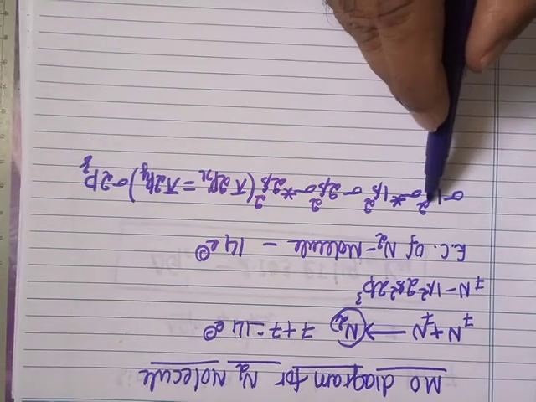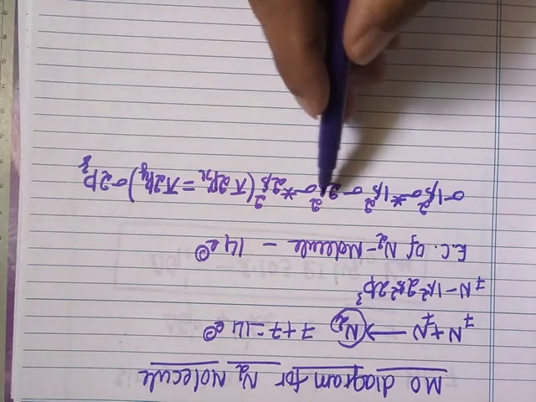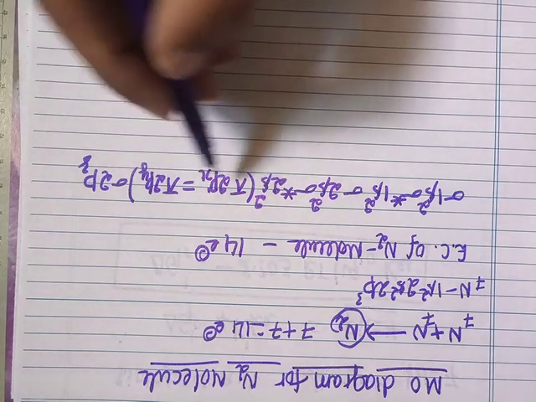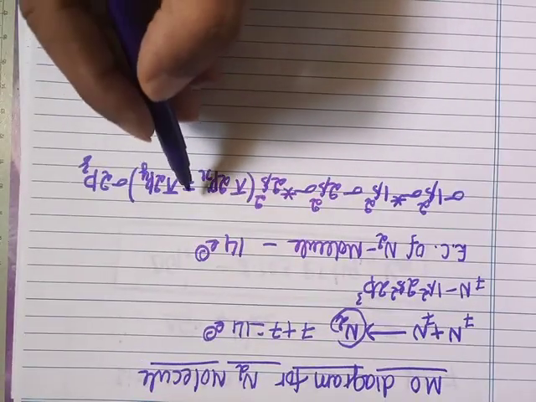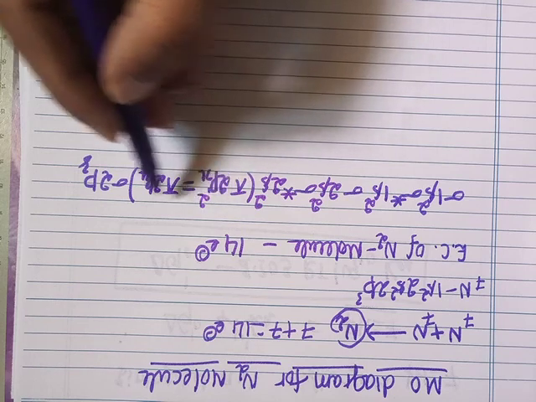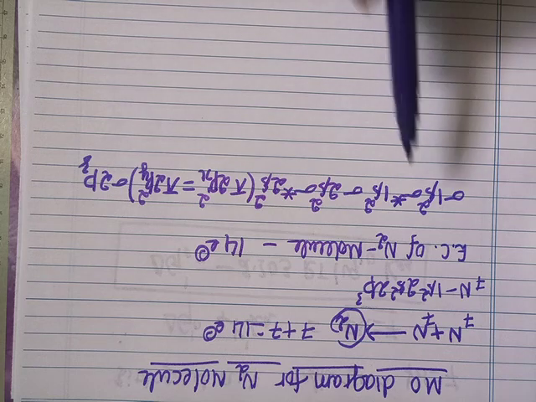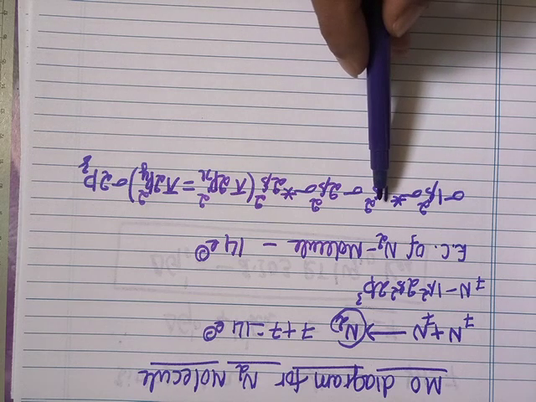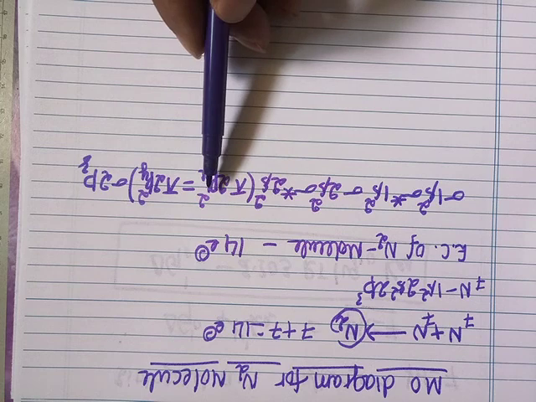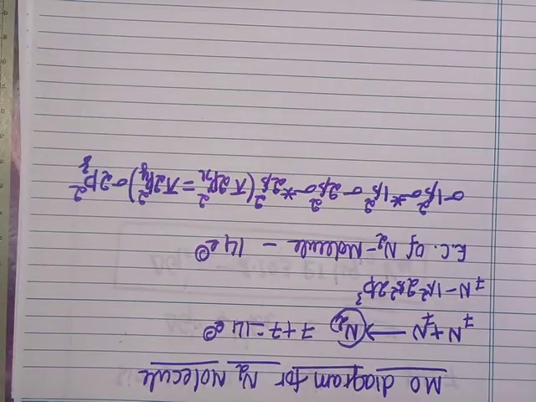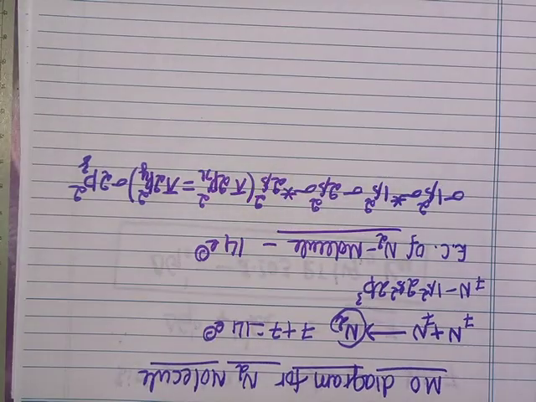After that sigma star 2s. So now 2, 4, 6, 8 electrons. The energy of these two orbitals, pi 2px and pi 2py, is the same, so these two orbitals can occupy 4 electrons. So totally 2, 4, 6, 8, 10, 12. The remaining 2 electrons will go to the sigma 2pz orbital. So this is the electronic configuration of the nitrogen molecule.